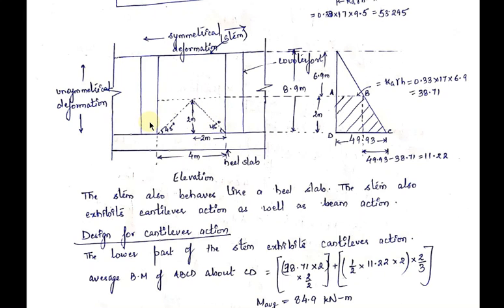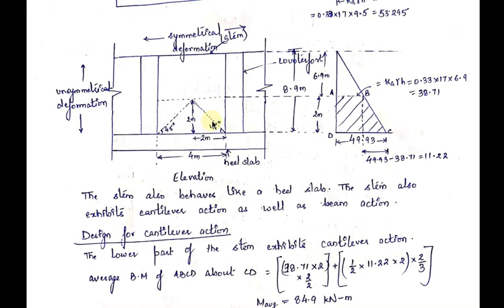Now we have to find out how much load will contribute to the bending moment and shear force in the cantilever action. In order to know that, if I draw lines at an angle of 45 degrees, they will coincide at this point. If these angles are 45 degrees, this distance will obviously be 2 meters. Now, if I draw a horizontal line from here, this much load will contribute to the bending moment and shear force during the cantilever action.